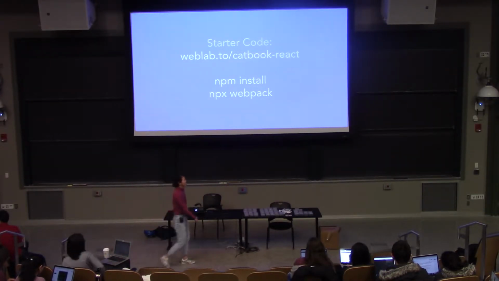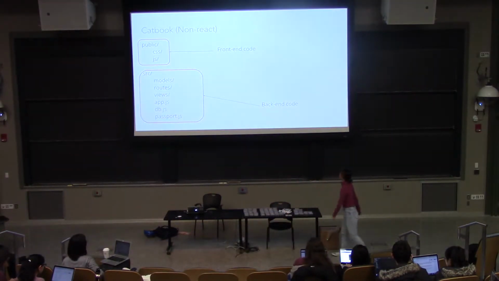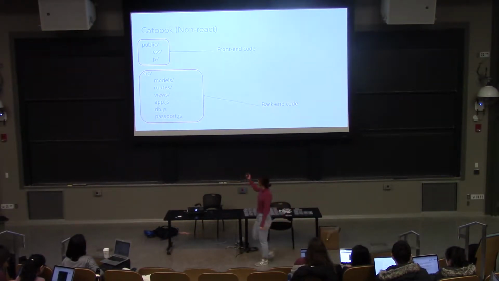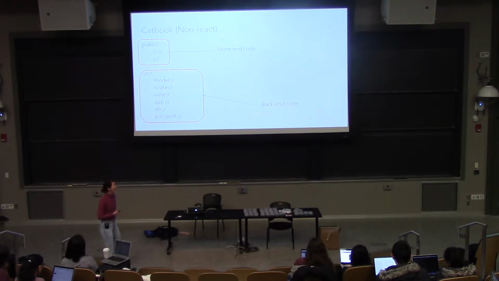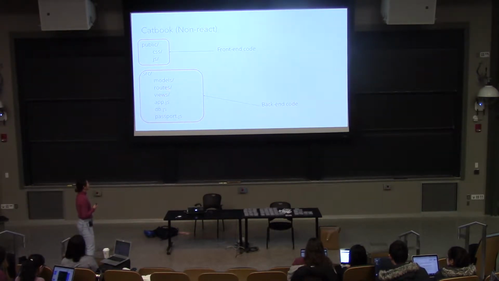Okay. So, if you remember when we built Catbook, we had two large folders. We had public, which had a lot of our front end code in it. We mainly worked in these JavaScript files, did some CSS with the profile and the feed page, and we had a lot of back end code. We had models, routes, views, and then all of this junk.